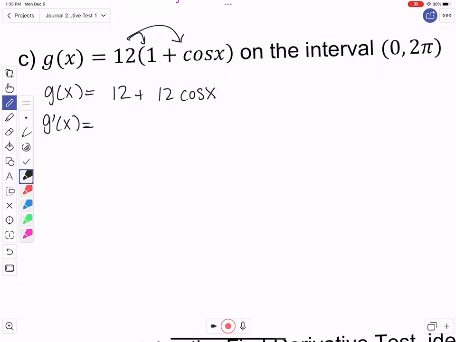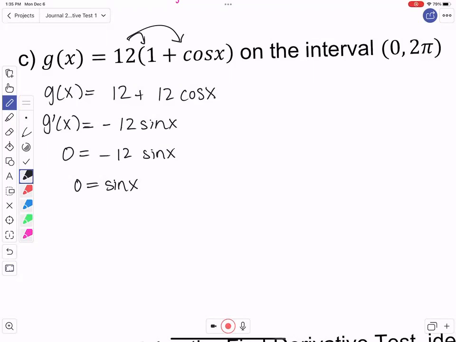All right, so I'm going to try to catch up to you guys. So did you guys get negative? So the 12 goes away, but then the 12 cosine becomes negative 12 sine x. Okay, then set it equal to 0. You have to move over the negative 12. So this just ends up being 0 sine x.